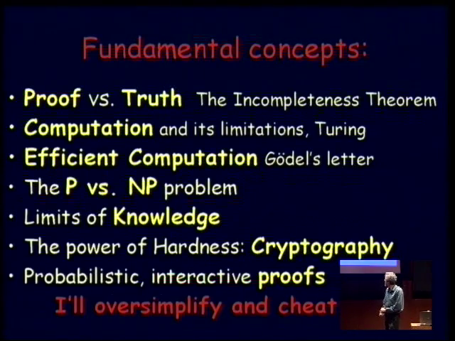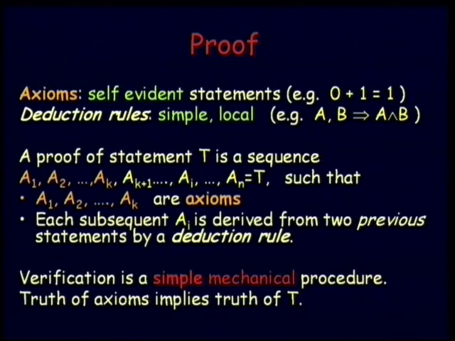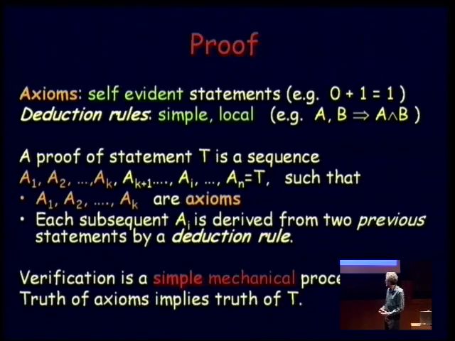So let me start. It was nice that Professor Feferman did for me the slow introduction to logic. So here it's all on one slide. What is a proof and a proof system? There are two basic ingredients: axioms, which are self-evident statements, and deduction rules, by which we infer new statements from old ones. And then the proof of some mathematical statement is just a sequence of statements where the initial ones are among our axioms, and then we deduce subsequent ones using the application of some deduction rule.